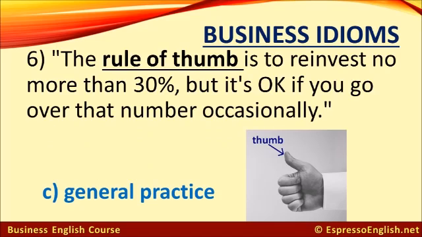Rule of thumb means C, general practice. A rule of thumb is a general rule or general practice that may have exceptions in some situations. This is your thumb. If you use your thumb to measure something, you can get a general idea, but the measurement will not be perfectly accurate. So, a general rule with exceptions permitted is called a rule of thumb.